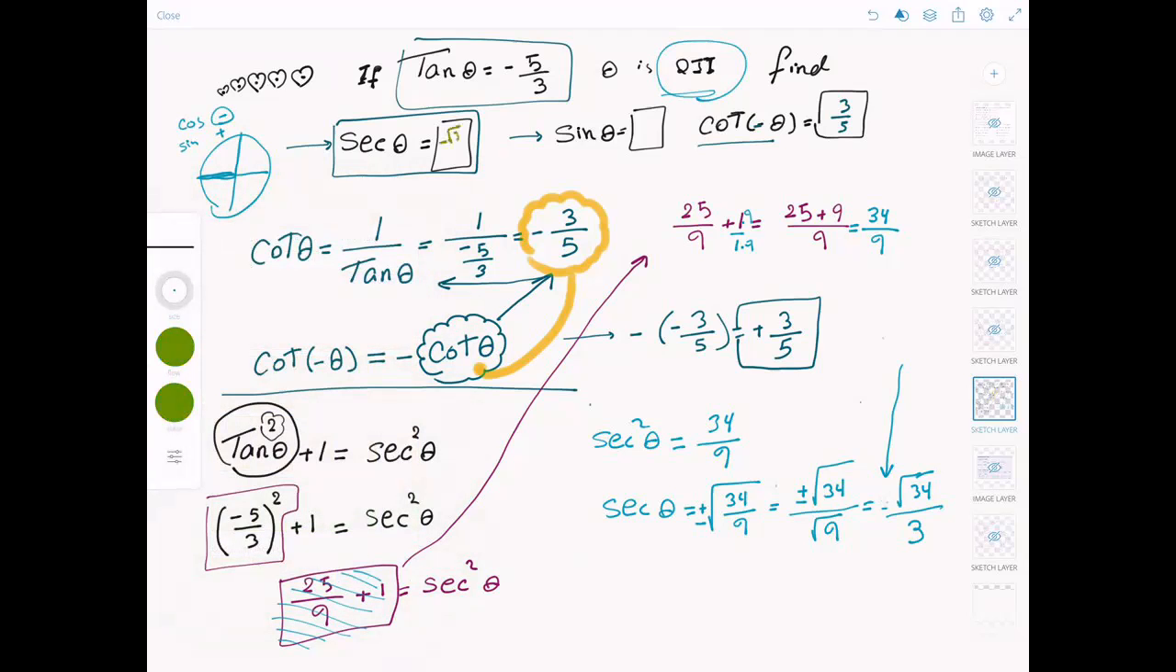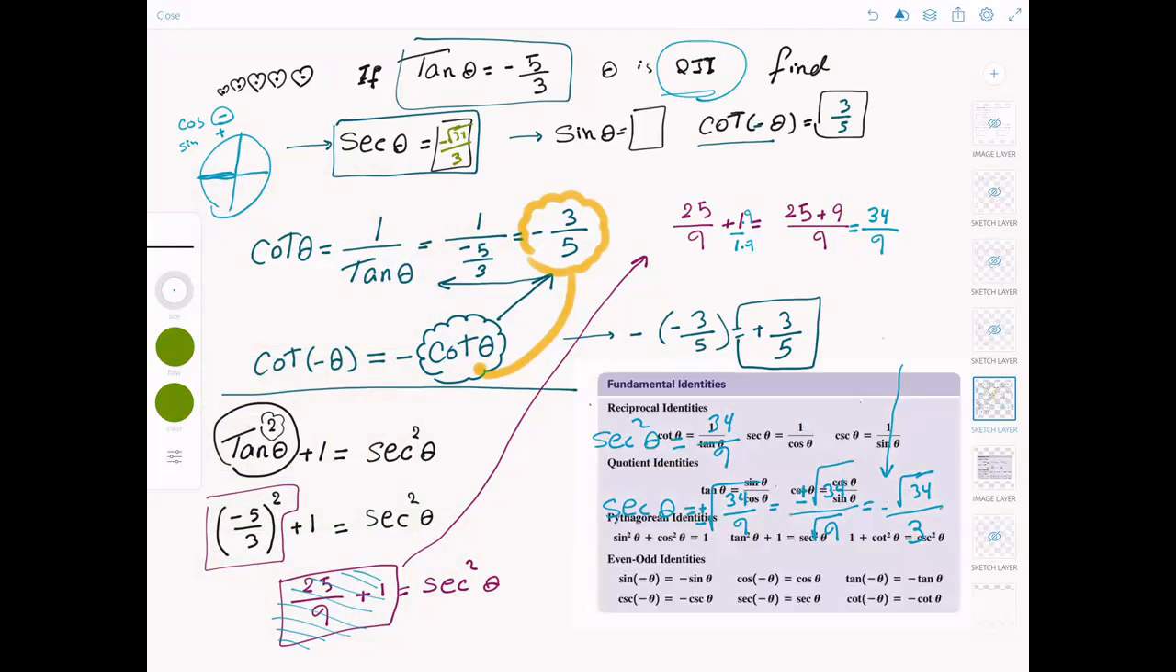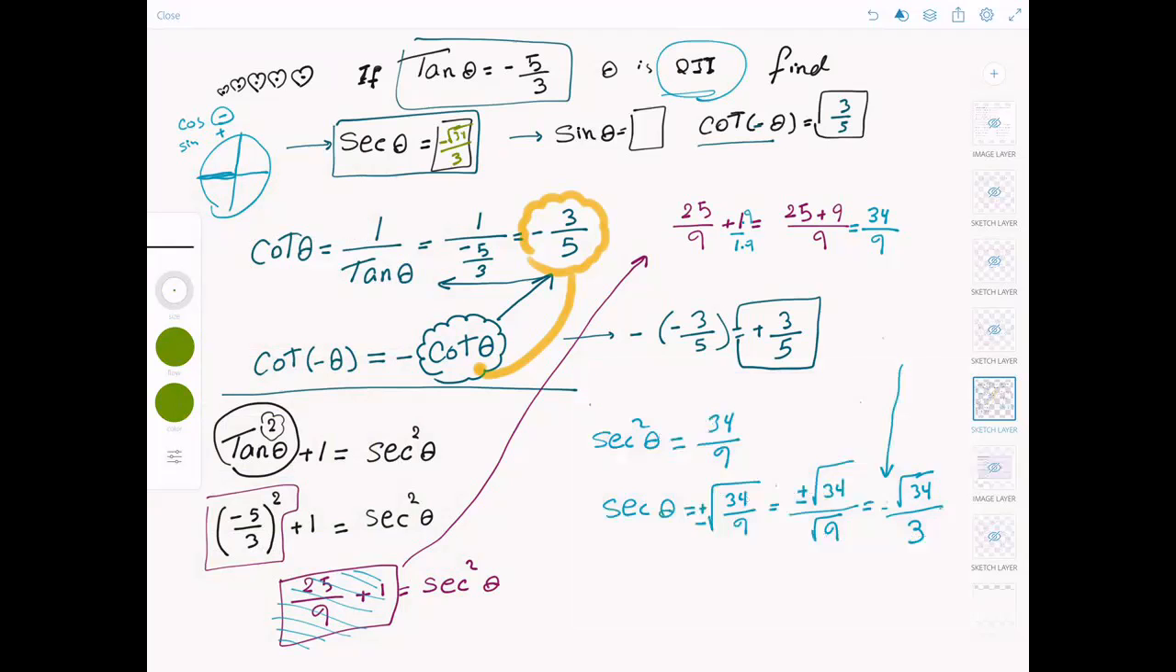Negative radical 34/3. Now, how do we solve for sine? We go back to this. There is no formula from tangent to sine right away. But let's see, what do we have? We have secant, okay? So let me make some room here.